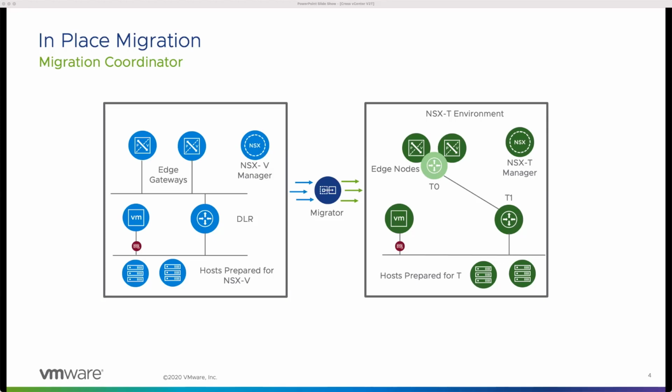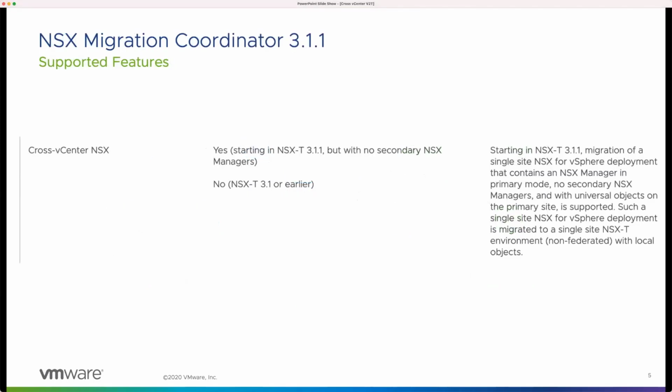And as always, what are the gotchas? What is not supported in Migration Coordinator? Let's talk about that as well. So obviously, for this discussion, one of the main things that has not been supported completely is the migration of the NSX cross-vCenter environment. I know a lot of customers use that in their NSX for vSphere for disaster recovery and some other options. So up until NSX 3.1.1, we now have a hybrid way of migrating your cross-vCenter environment.